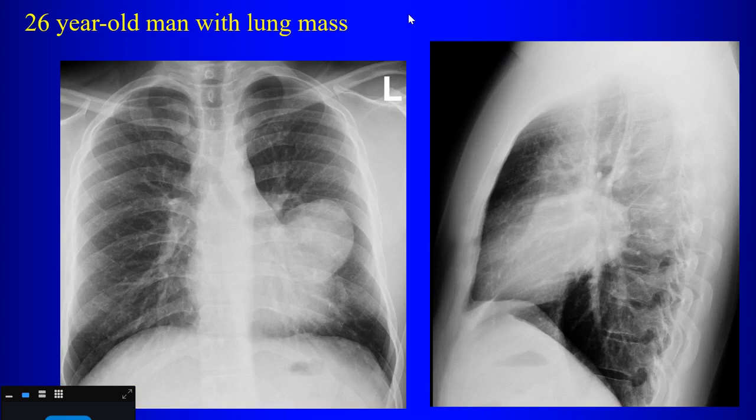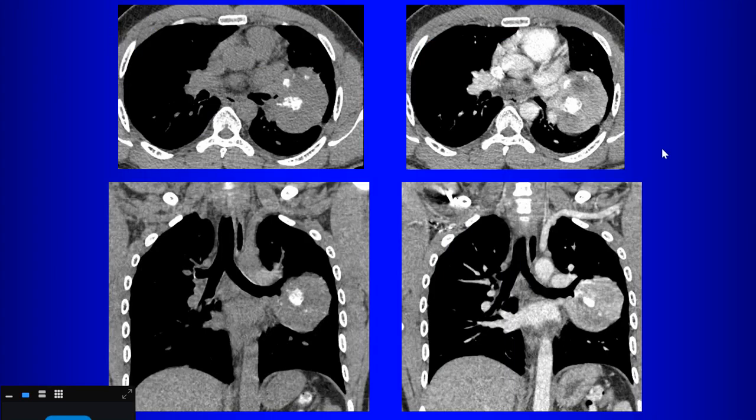All right. So this is a 26-year-old man with a lung mass. Very large mass over here, okay? And here's the appearance on CT. What's the difference between the left and the right? Contrast. Yeah, so we have good contrast there on the right. The left is non-contrast.